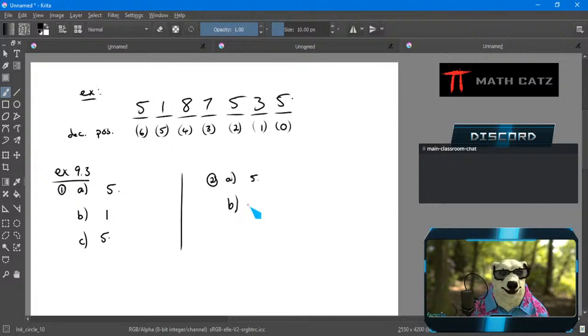Next up, determine the decimal position of the digit 3. So the digit 3 occurs in position 1. And lastly, what is the decimal position of the digit 5? Well, there are many 5s. 5 occurs in position 0, 2, and 6. So because digits can duplicate, can appear more than once, I can have multiple decimal positions for a specific digit.